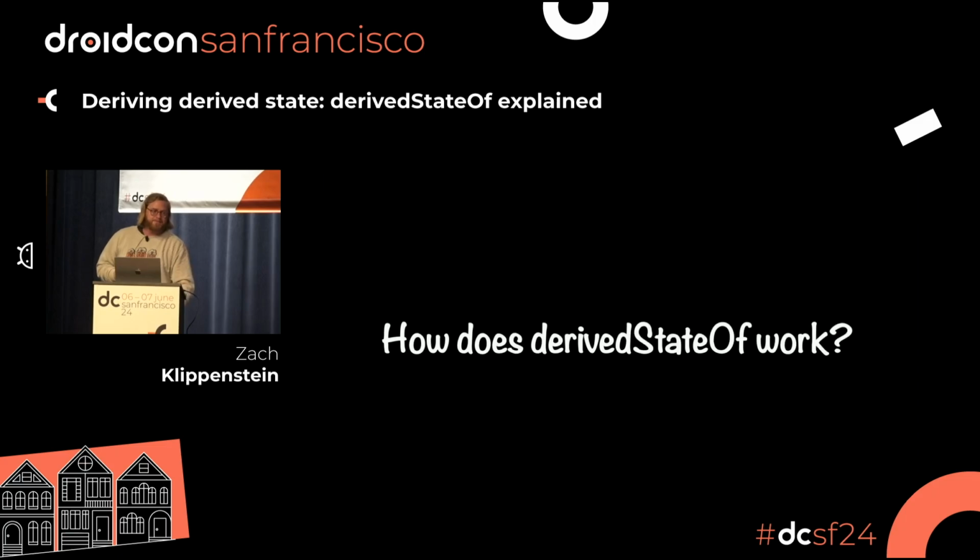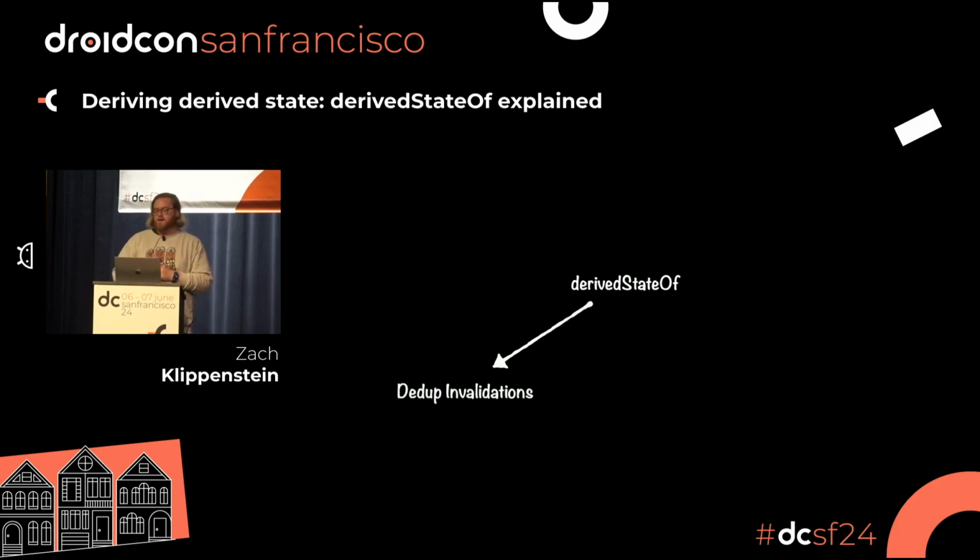Now let's look at how it works. So derivedStateOf has two main functionalities. The first thing it does is it can deduplicate invalidations. Like I said earlier, if your inputs change a lot, but the output doesn't change very often, you don't need to recompose or invalidate every time the inputs change. The other thing it does is it caches its result.